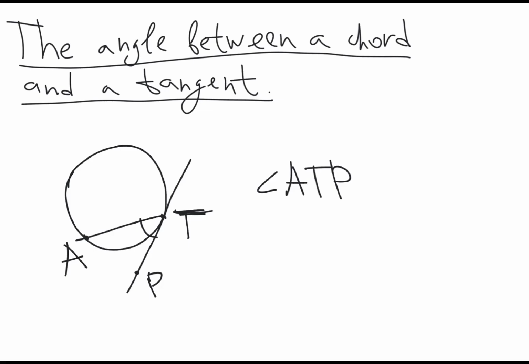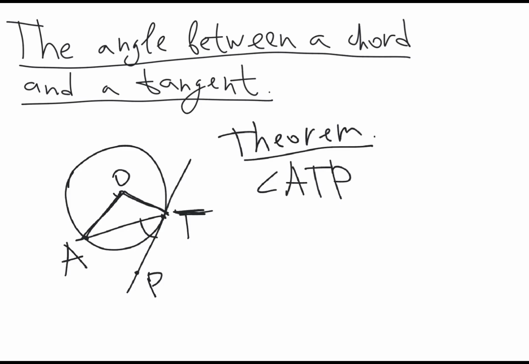and if we introduce the center of the circle, this would be the central angle subtending this arc, and the main theorem that I'm going to prove today is that the angle ATP is equal to half of the central angle, half of the angle AOT. Okay, so let's prove it.